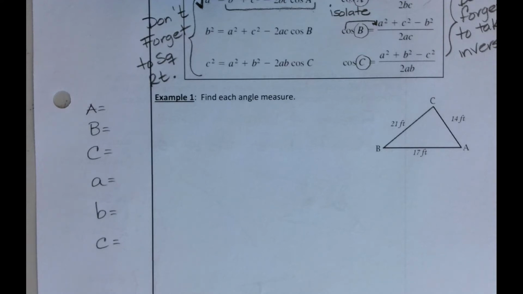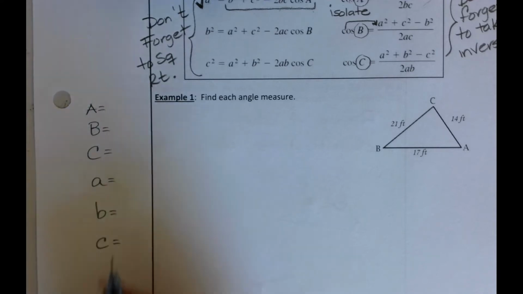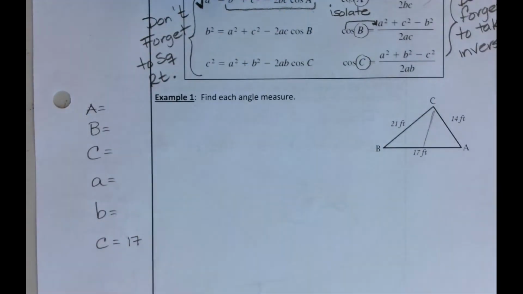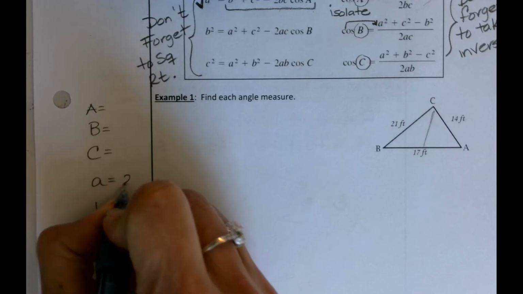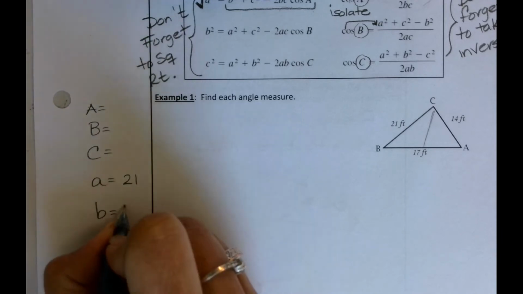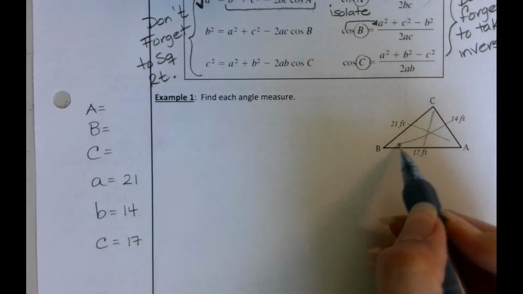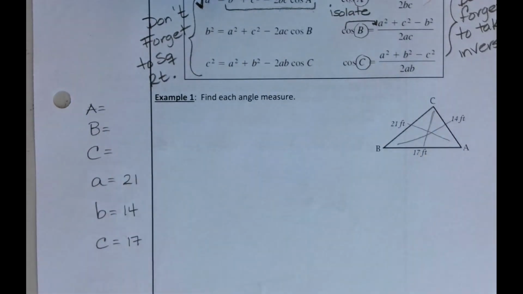I have 3 numbers. Tell me where the number 17 is going to go. C. 17 goes to C. Very good. So remember, it's always going to be across from your given angle. Okay. Where is 21 going? A. 21 is A. And therefore, the last one has to be B. So they always have to be diagonal to your angle.